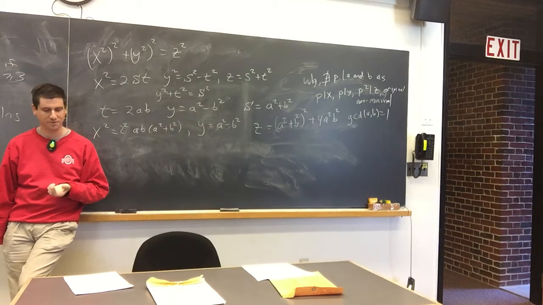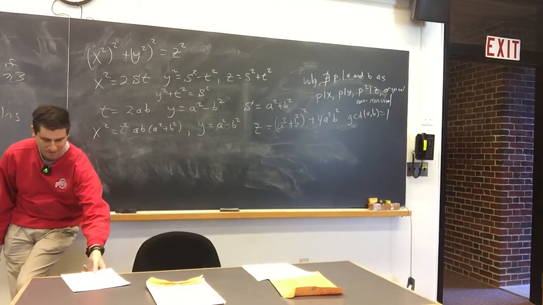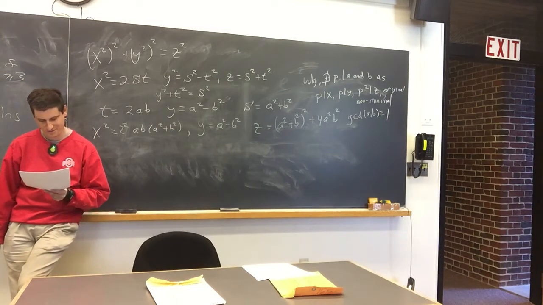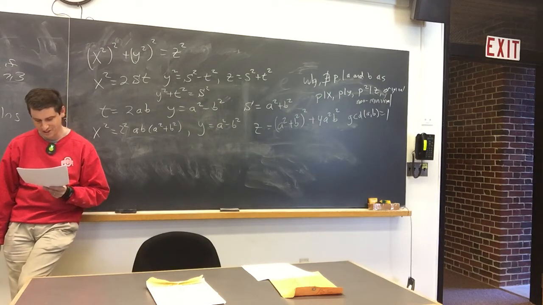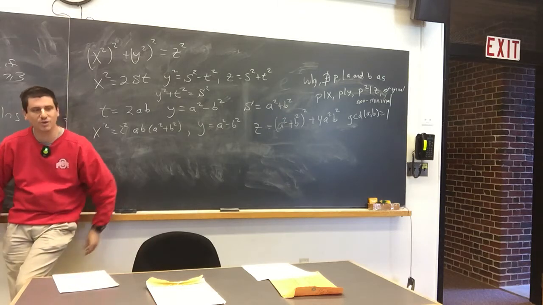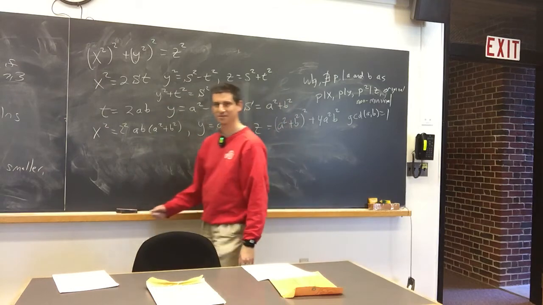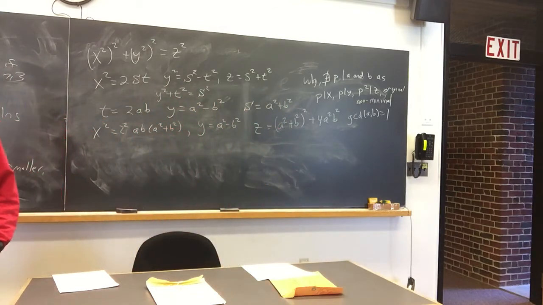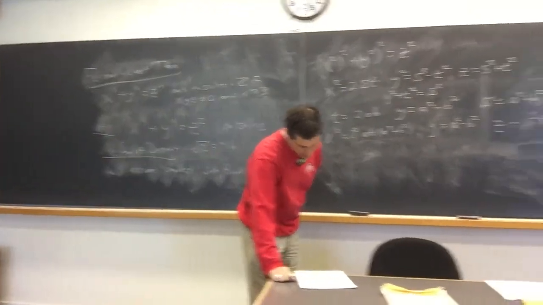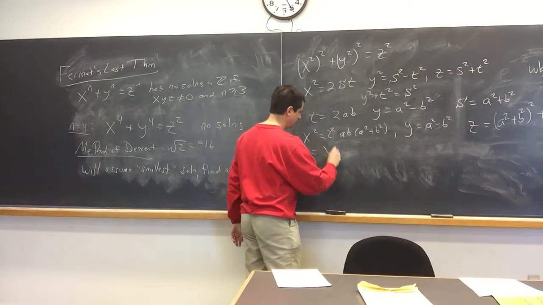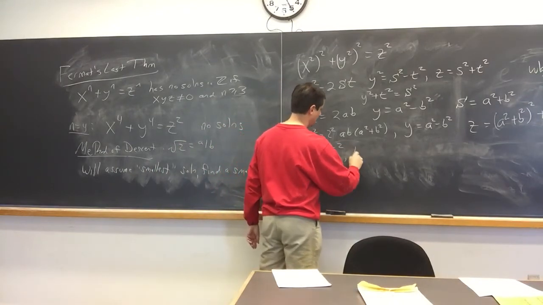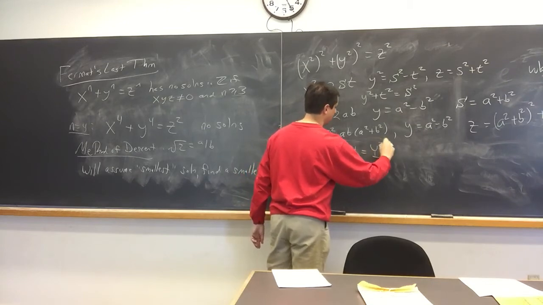What letters should we use now? It's not the letters I would have chosen, but it's not a bad choice, and I can understand why they would make this choice. So they're going to choose capital X and capital Y. So what we can do is write A as capital X squared and B as capital Y squared.